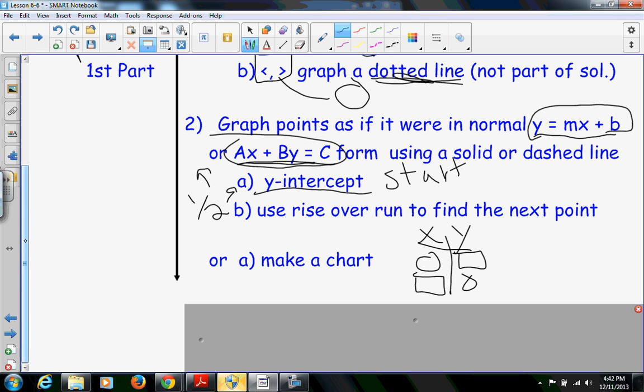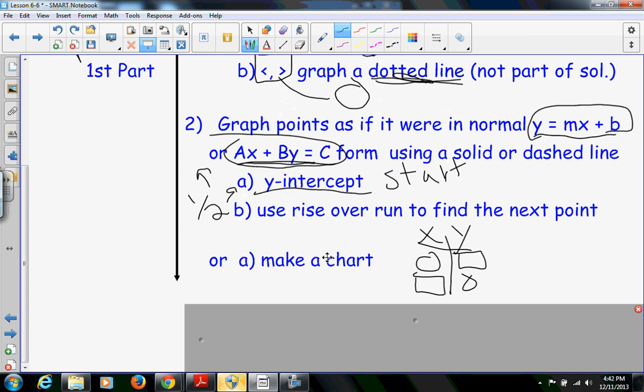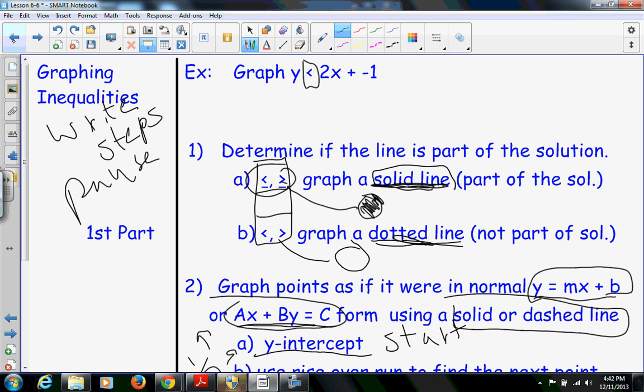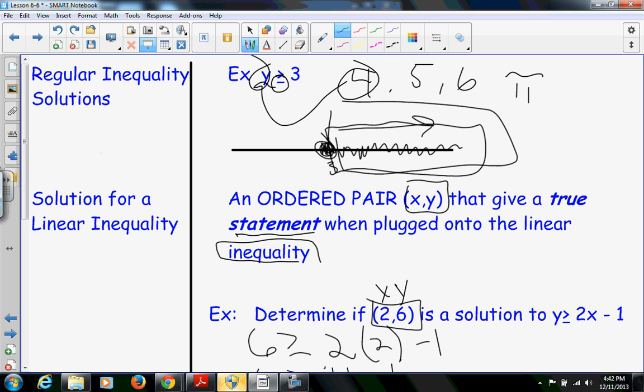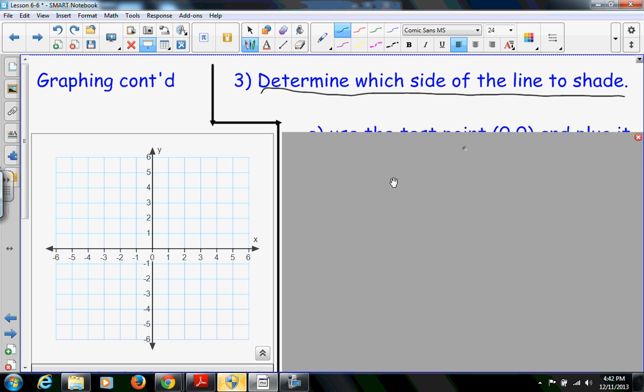So far, the only step that is different from anything that I know is determining what kind of line I graph. Then all I do is graph it normally and make sure I pay attention to a solid or dashed line. Now my last step says: which side of the line do I shade? Let's go back for a second. When I graph something like y is greater than or equal to 3, I had shading that I did. Well, that's no different than the shading that I do for a linear inequality. But this is how I do it.